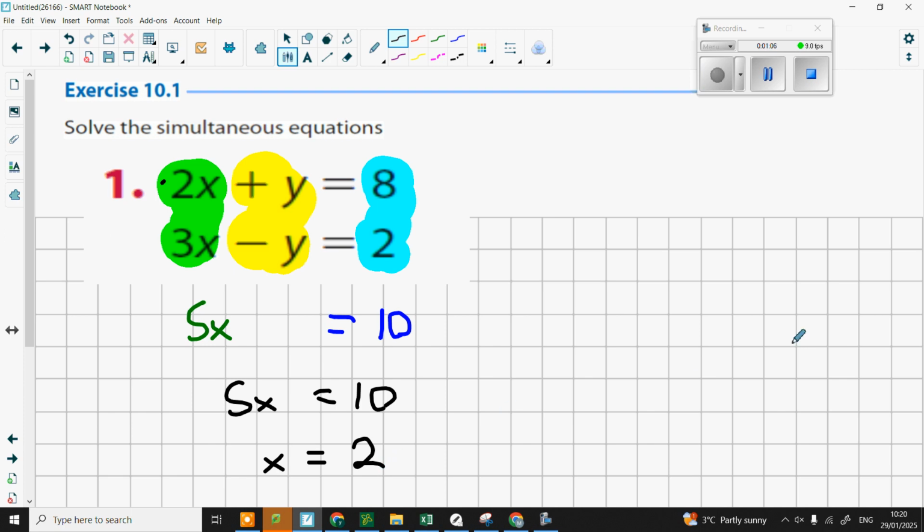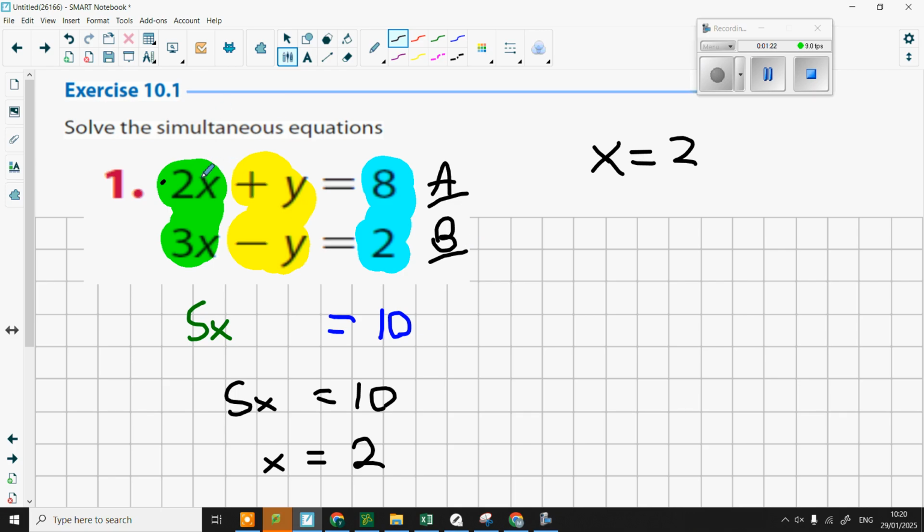Now, to solve simultaneous equations, you need two answers. You need an x answer, which you already have. You also need a y answer. So you go back up to the top. You can choose either option A or option B. You can choose equation A or B, and you'll get the correct answer. I'm going to just choose A.